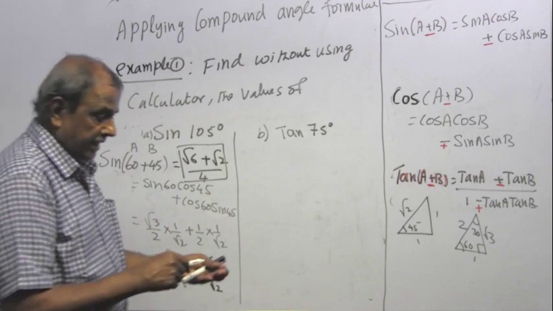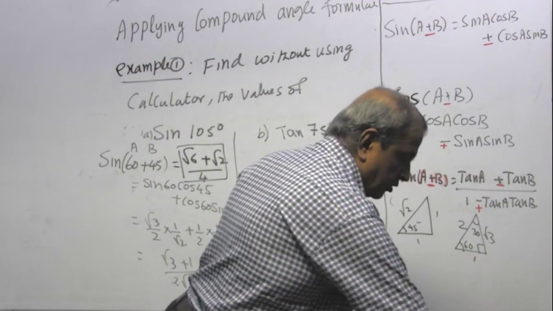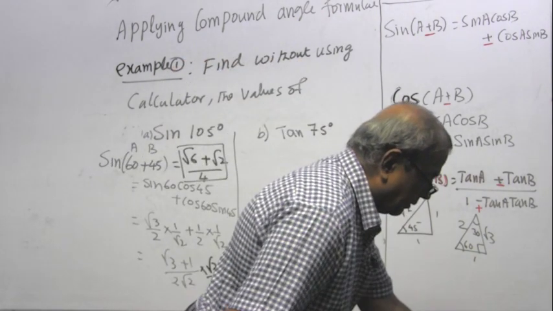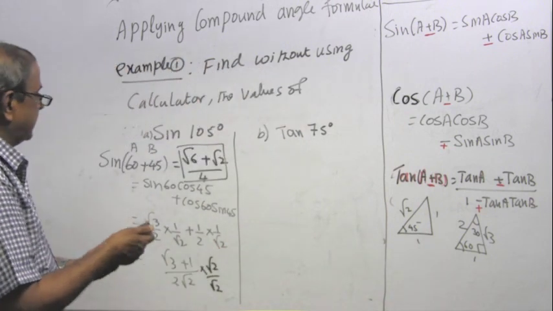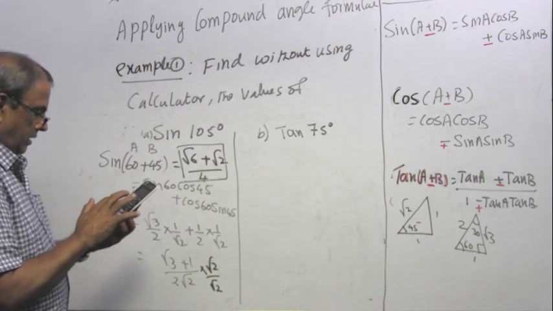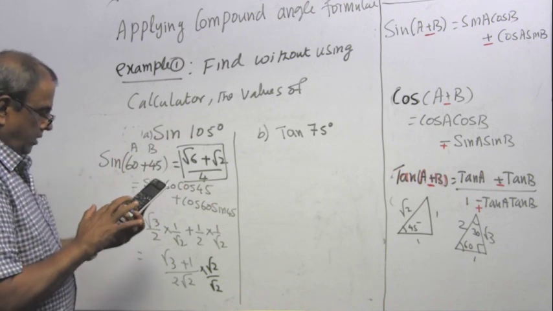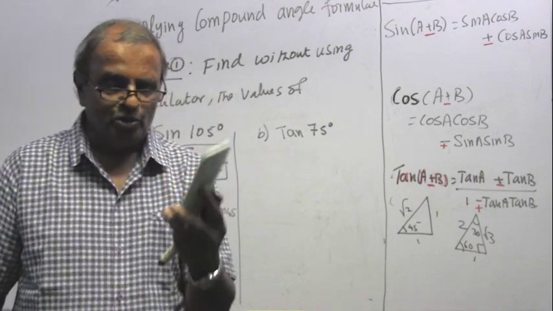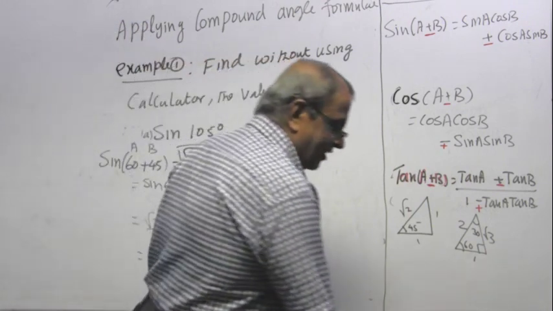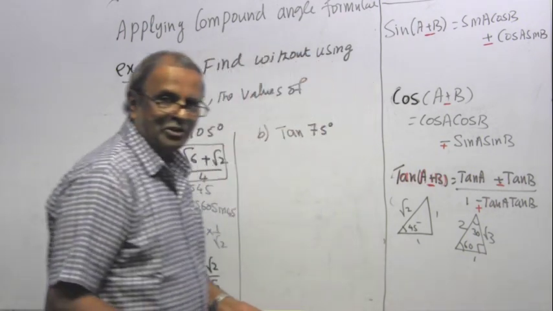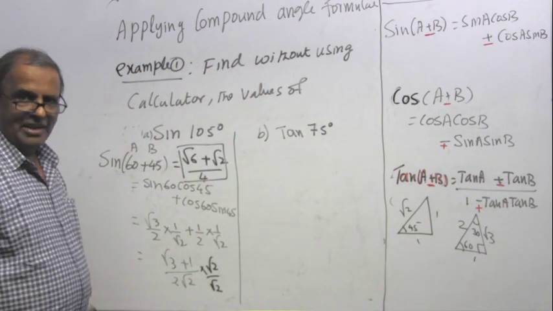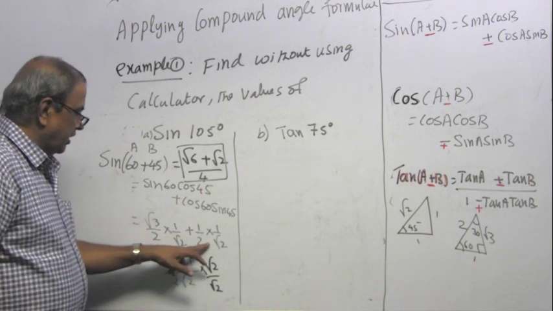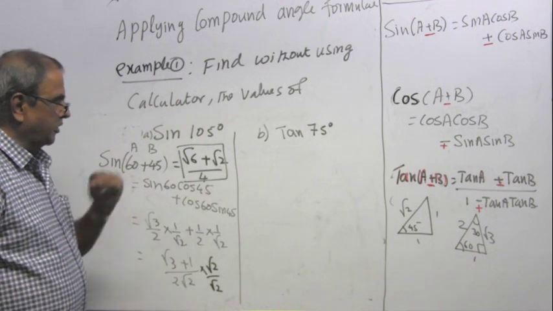If you use your calculator, I think it gives the same answer. Let me check. I have the recommended calculator from Edexcel. Sine 105: yes, root 6 plus root 2 over 4. But if you write only the answer from the calculator, you get 0 marks. You won't even get 1 mark. "But sir, I got the right answer." Yes, but you didn't make any effort. I want to see these values, I want to see the rationalization, and I want to see the answer.